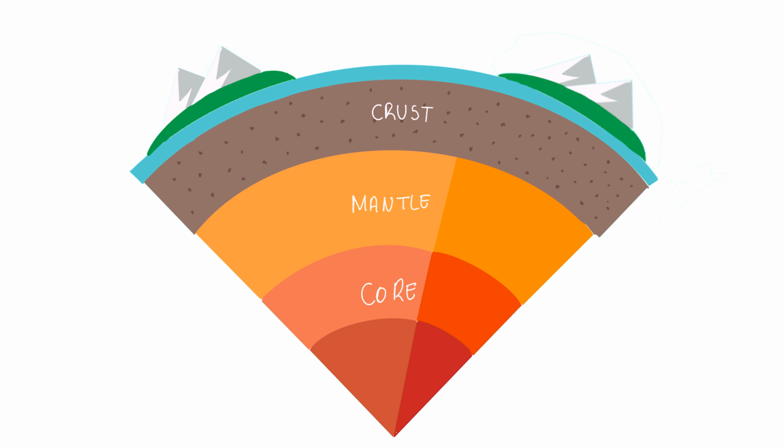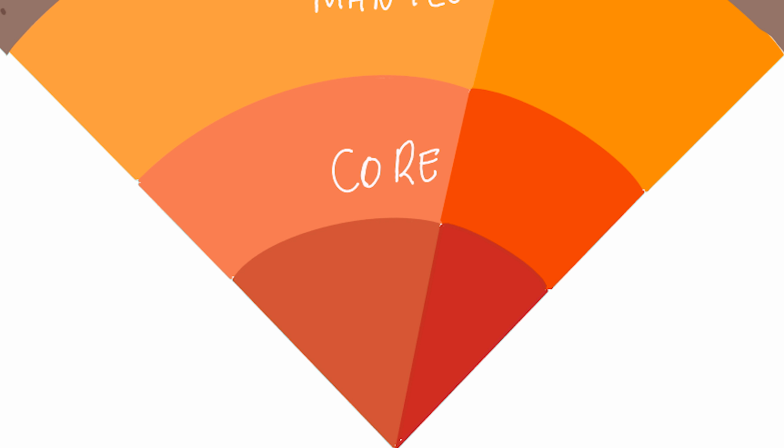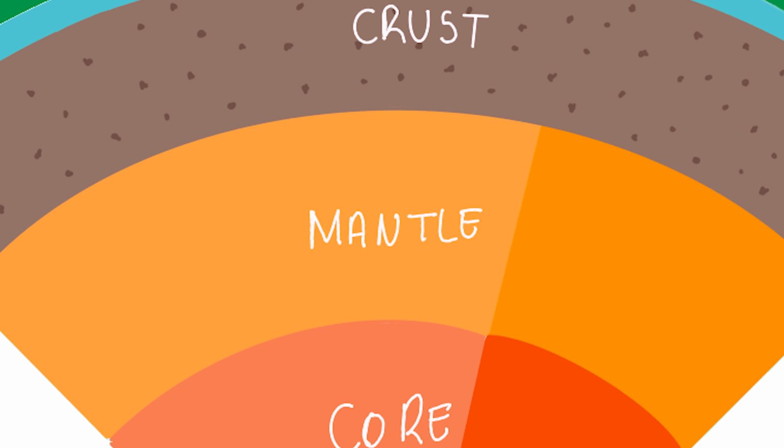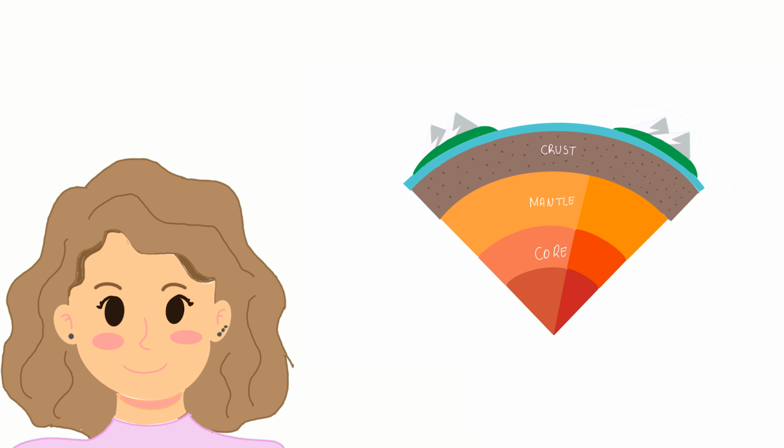Imagine a cross-section of our planet. We have the core, mantle, and crust. The core is the innermost layer, made mostly of iron. It has a solid inner core and a liquid outer core. The mantle lies above the core, a semi-molten layer that extends up to the crust. The crust is the solid outermost layer where we live, much thinner than the mantle and core. Think of the Earth as an egg. The crust is the shell, the mantle the egg white, and the core the yolk.